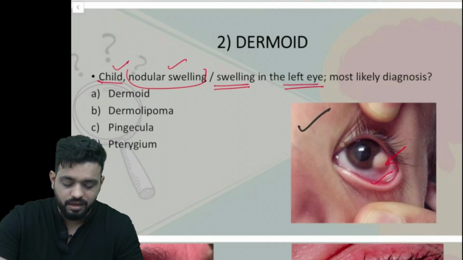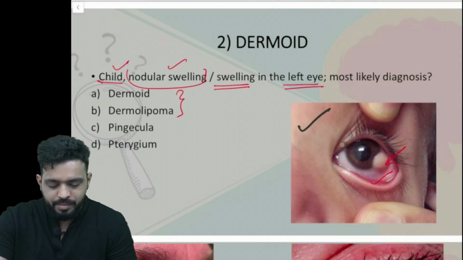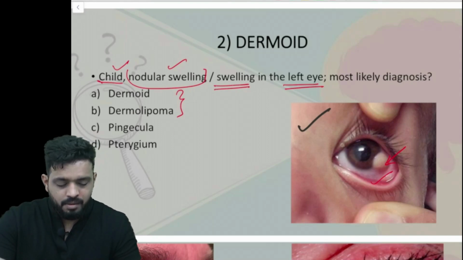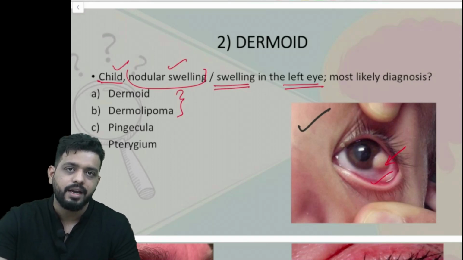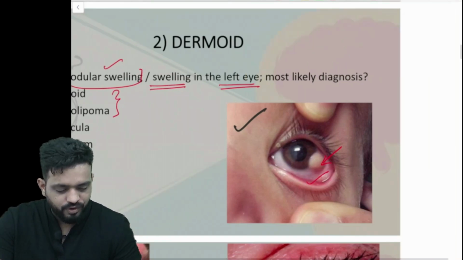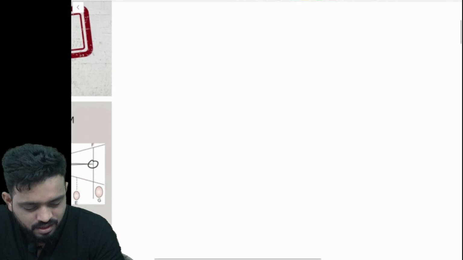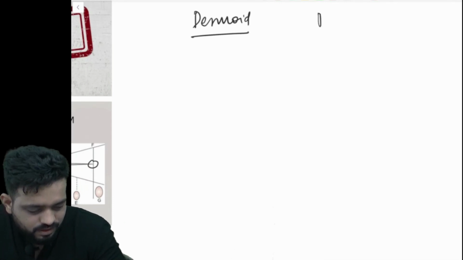But now where the confusion went was between dermoid and dermolipoma. Pinguecula and pterygium are out of question. How? We'll just see it ahead. But first we need to differentiate why it is not dermolipoma and why it is dermoid. For that we need to clear our basics first. So let's get on to a bit of theory around this, when we see a dermoid versus when we see a dermolipoma.